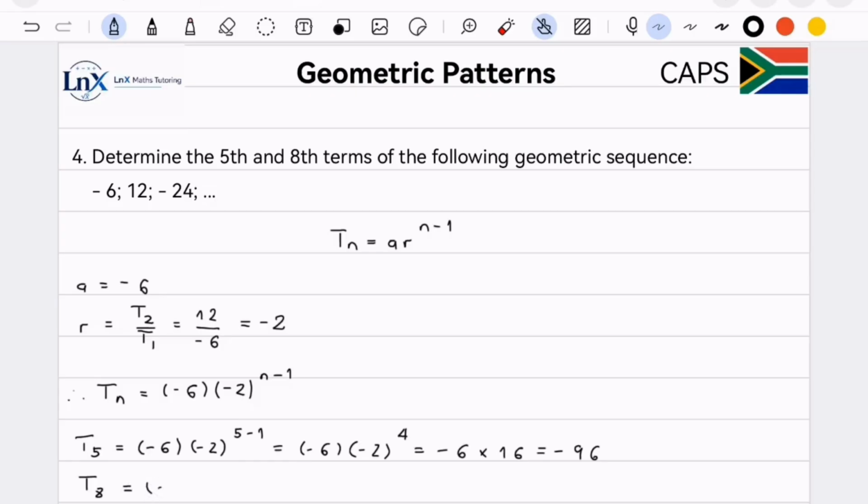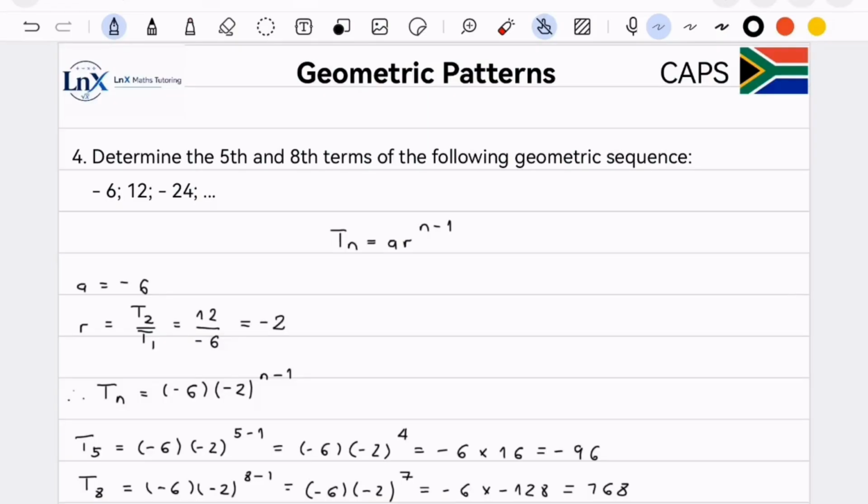And then we have the eighth term, which will be negative 6 multiplied by negative 2 to the power of 8 minus 1. So we have negative 6 times negative 2 to the power of 7. You're going to have negative 6 multiplied by negative 128, which will give us positive 768. This is because we have a negative times a negative, so we're going to have positive 768.